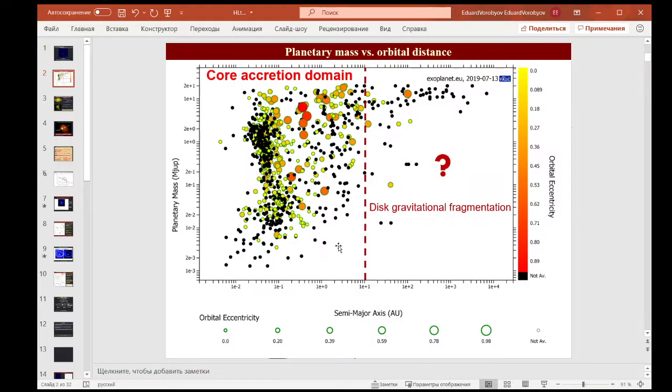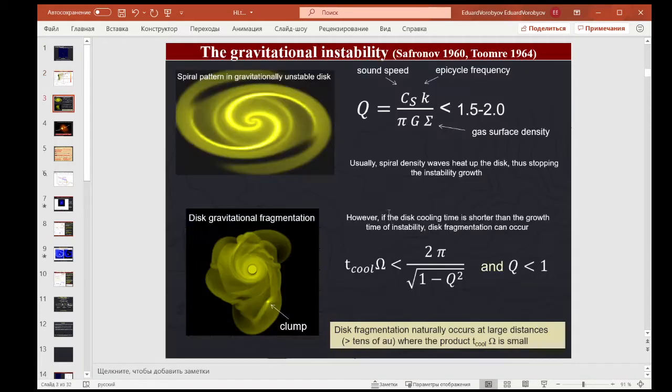This slide shows a compilation of exoplanets, semi-major axis versus the planetary mass, and you can see that most of the objects are located inside 10 astronomical units, and their origin can be explained by the core accretion theory. However, there are some objects located at distances much greater than 10 astronomical units, hundreds or even thousands of astronomical units. And we need to invoke other planet formation theories to describe the origin of these objects. And one of these theories is the disk gravitational fragmentation.